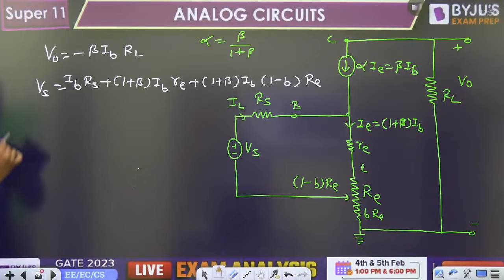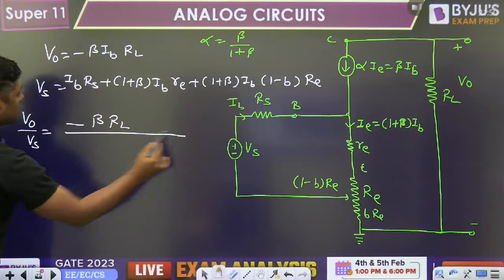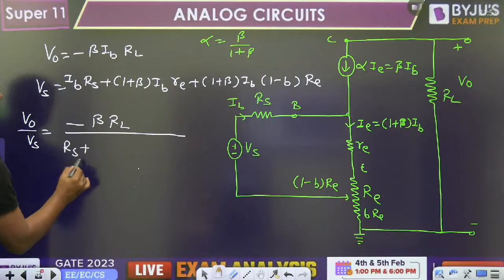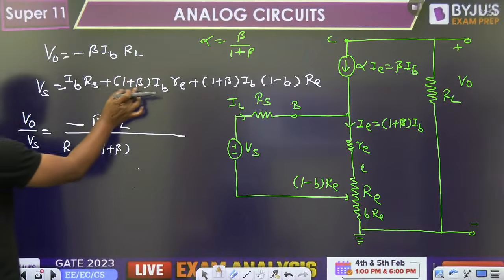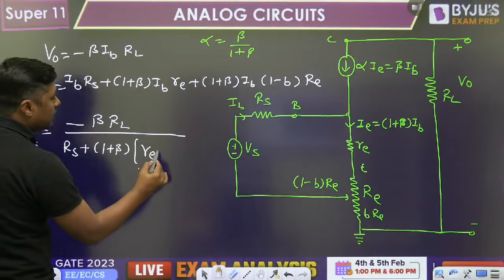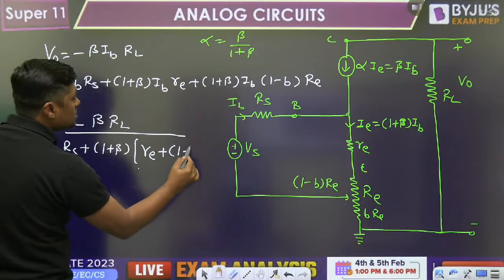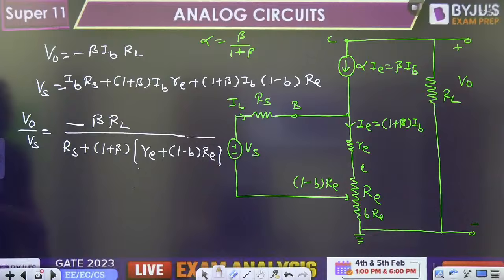Divide V0 by VS. IB cancels, and the answer is minus beta RL upon RS plus (1 plus beta) times (small re plus (1 minus B) times capital RE). Okay, and now put the values.